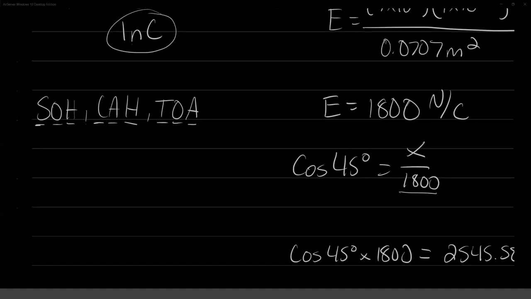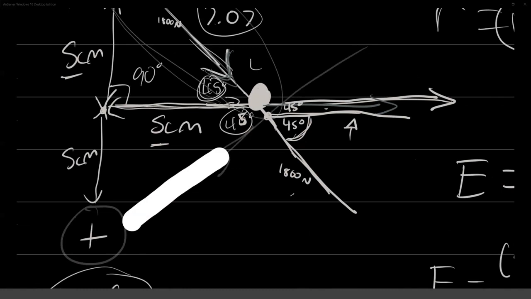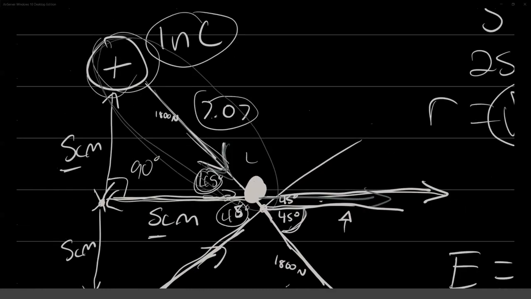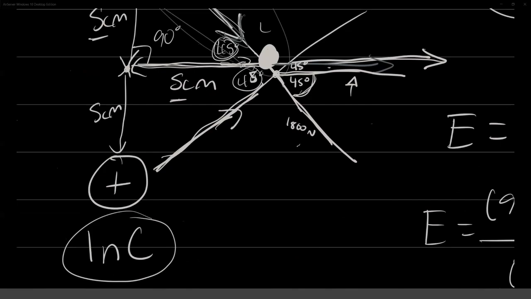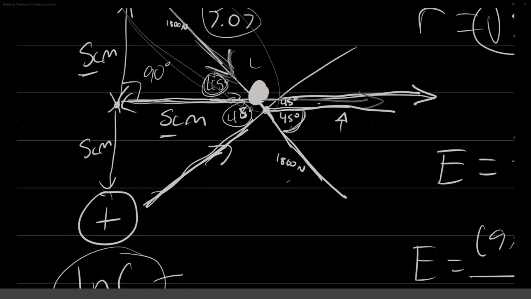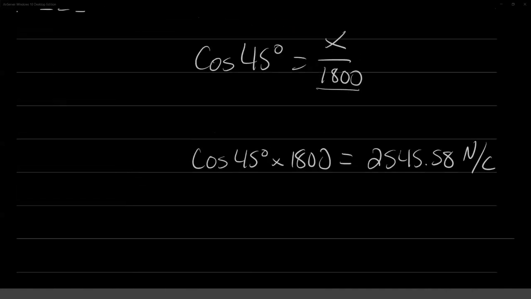So I know that the amount of force this is pushing with is exactly equal to the amount of force this one is pushing with. That's only because it has the exact same amount of charge and the exact same angle. So therefore, the total amount of force that's pushing it this way is this times 2.